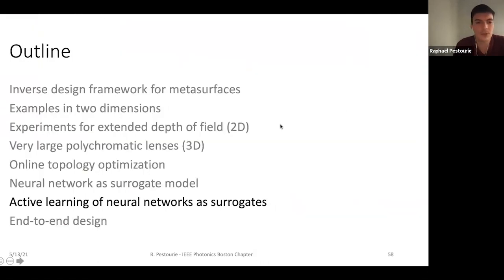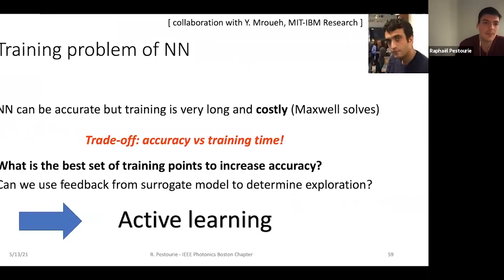I just have a few slides left, but I want to talk about those neural network surrogates. One of the big questions, similarly to Chebyshev interpolation, is to use the right points, to find the best points. It's very costly. It can take a long time to train your neural network to be a good surrogate for Maxwell's equations. Since you only rely on it and don't use Maxwell's equations at optimization time, you want it to be good enough. So we want to know what is the best set of training points to increase the accuracy, so that the neural network is good enough.